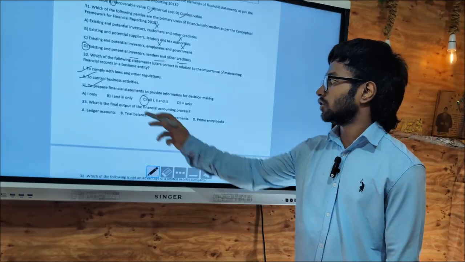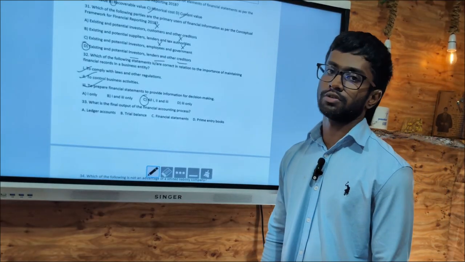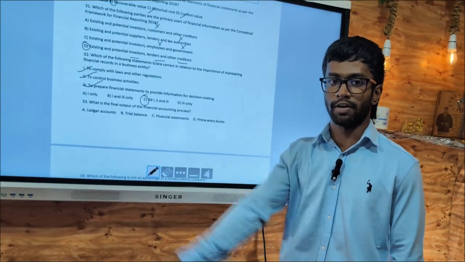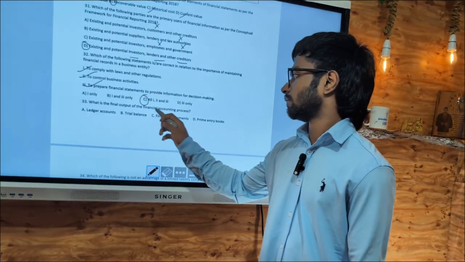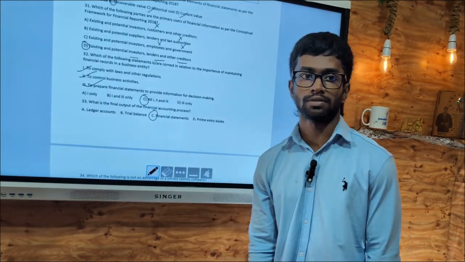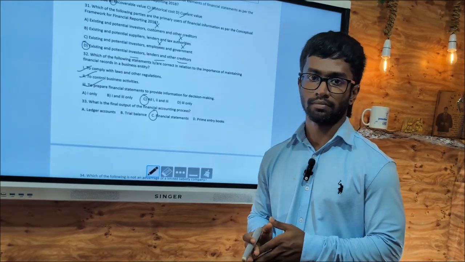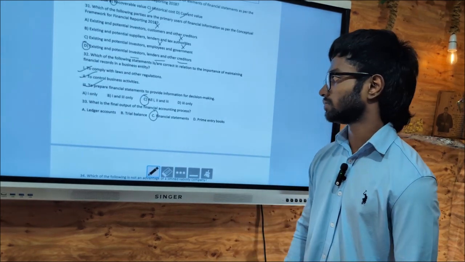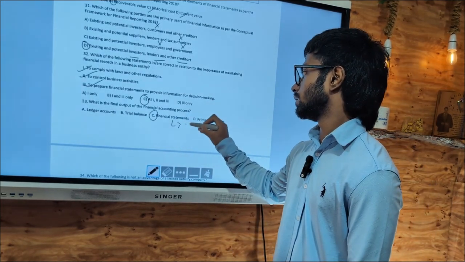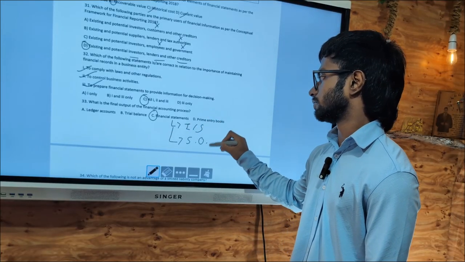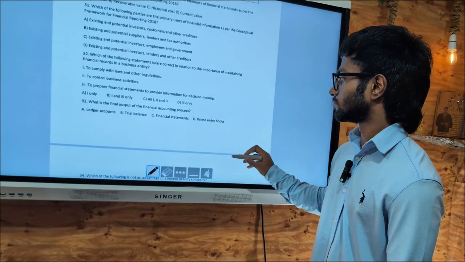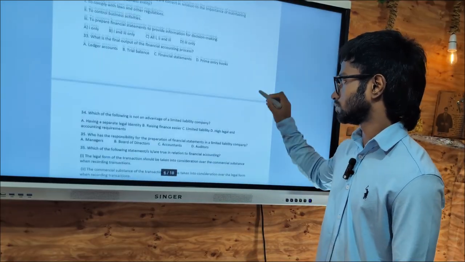Next, what is the final output of the financial accounting process? So I hope you remember the process that I have explained. So in that, the final process is where you make your financial statements. That is the output at the end. So that's what you publish. Your income statement and your SOFP. Move on to the next question then.